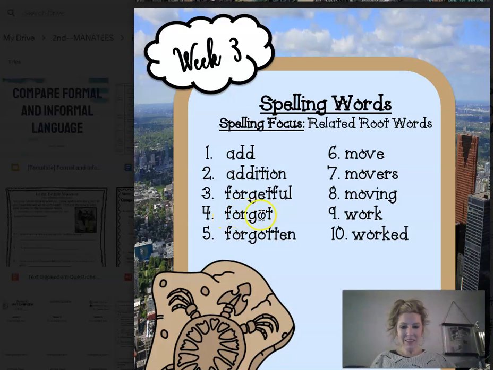This is an irregular past tense verb right here. Forget is the present tense and forgot is your past tense. And then what about forgotten? Again, we have forget is actually your related root word. Move, then we have a suffix at the end or an ending here, movers. And moving. How about work? What's your ending? ed, worked. Okay.